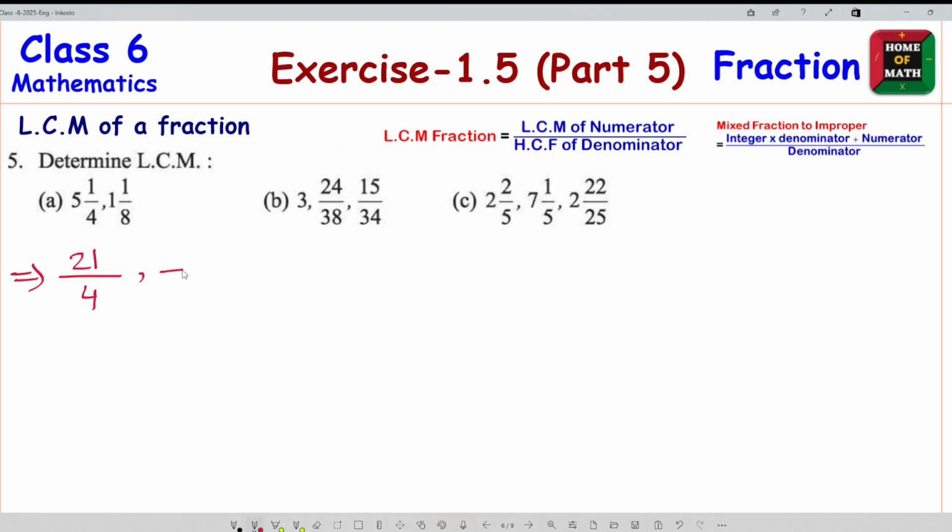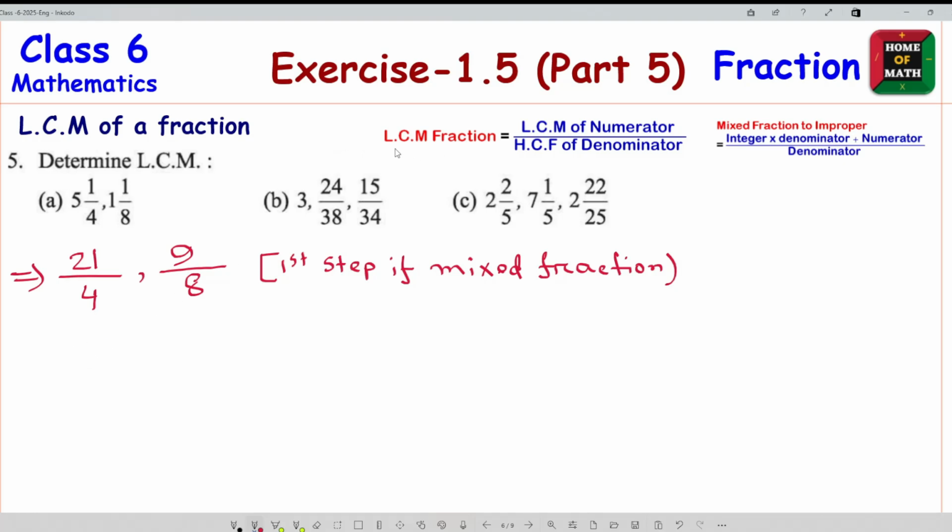Second, denominator will be unchanged. So here is 8. 8 times 1 is 8. 8 plus 1 is 9. First step done. If mixed fraction. Okay. If there is no mixed fraction, improper fraction or proper fraction, then it doesn't matter.